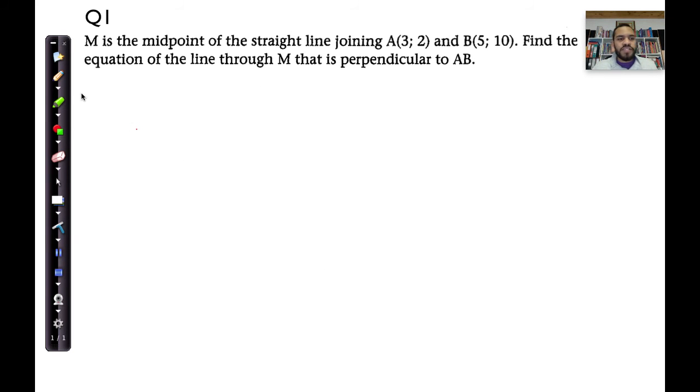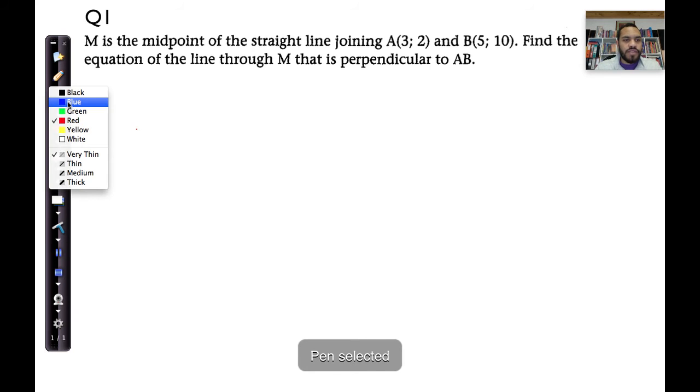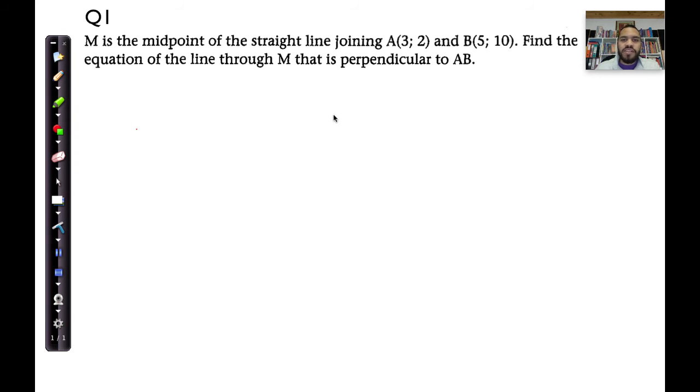Okay, so here's the first question that we've got over here, and the question reads: M is the midpoint of the straight line joining A, which has got coordinates 3 and 2, as well as B, which has got coordinates 5 and 10. So those are two important things that we will choose to more or less underline over there. Let's just make it a straight line. Right, so there we've got B, which is 5 and 10, and we've got A, which is 3 and 2. Okay, find the equation of the line that goes through M that is perpendicular to AB.